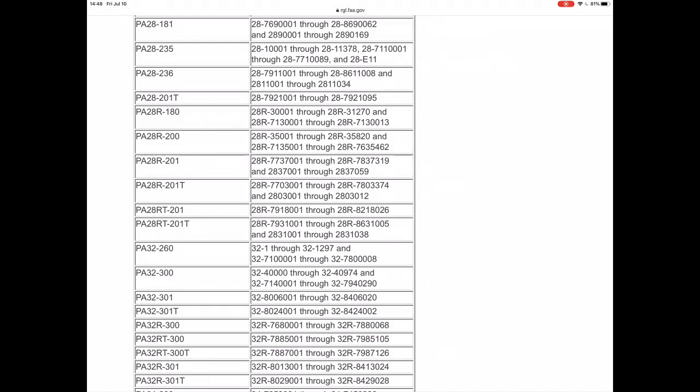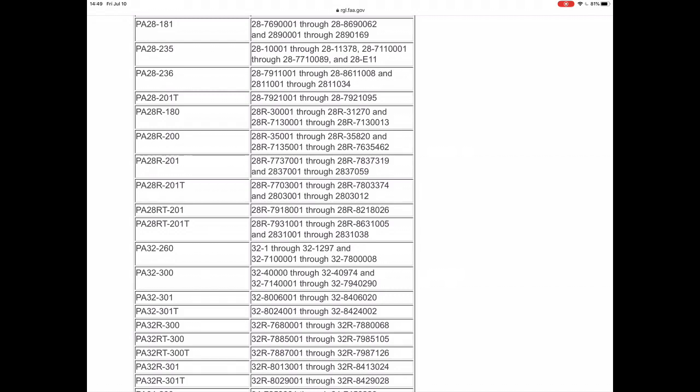28-769-0001 through 28-869-0062 and 289-0001 through 289-0169. Those are the affected serial numbers for this model of aircraft. If I was checking to see if this was pertinent to an aircraft I was working on, then I would see if my model is included. In this case, if I'm working on a PA28-181, it is.